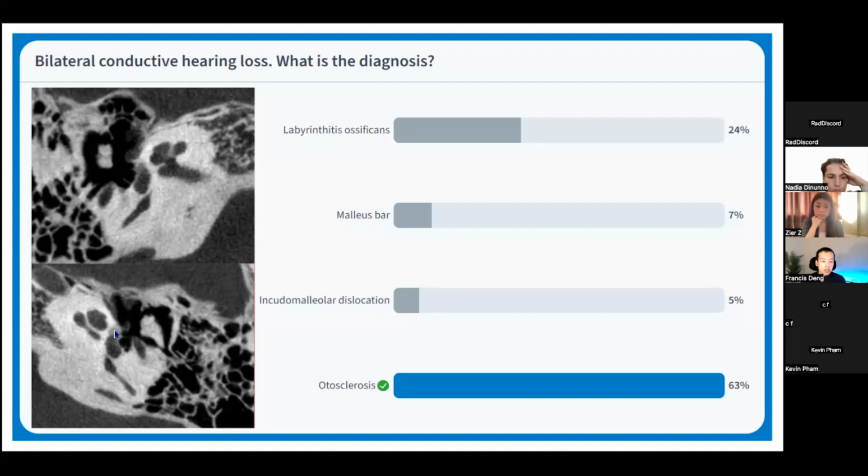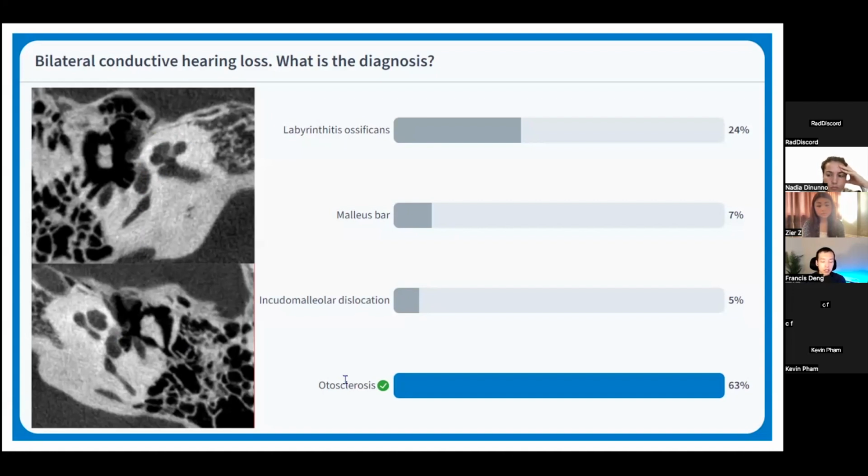But in this case, there's an abnormal decreased density anterior to the oval window. And what this represents is otospongiotic bone. This kind of dystrophic bone starts to overgrow, has a spongy appearance on histology, and it grows over onto the anterior part of the stapes footplate, fixing it in place and preventing it from vibrating, normally causing a conductive hearing loss.